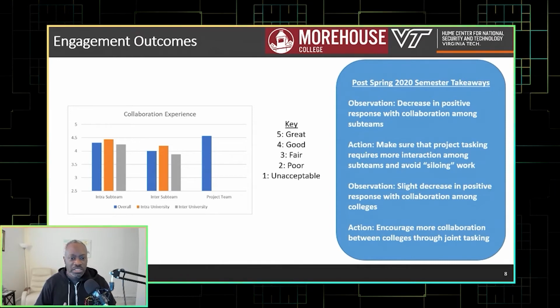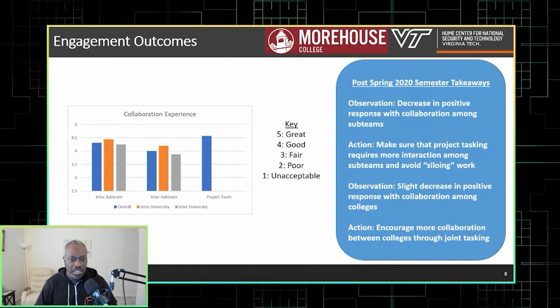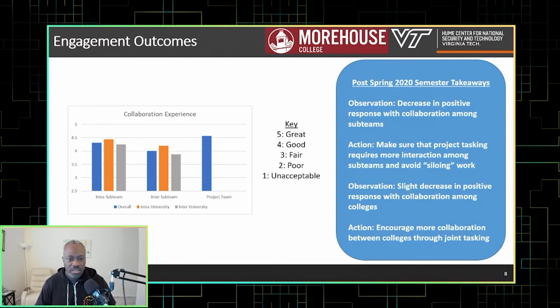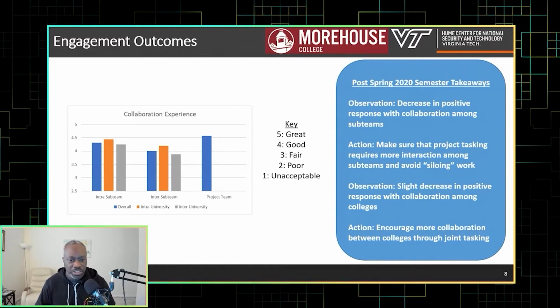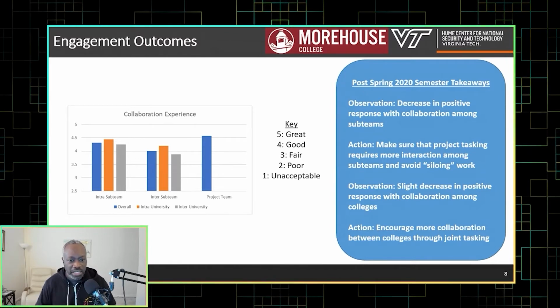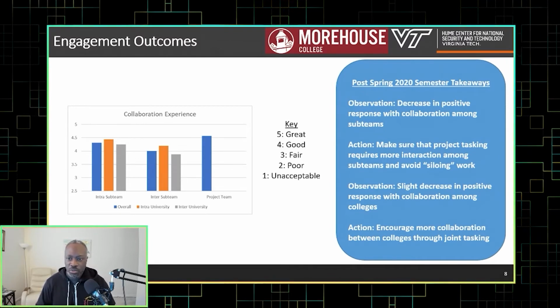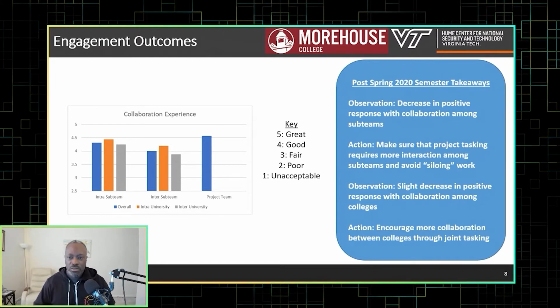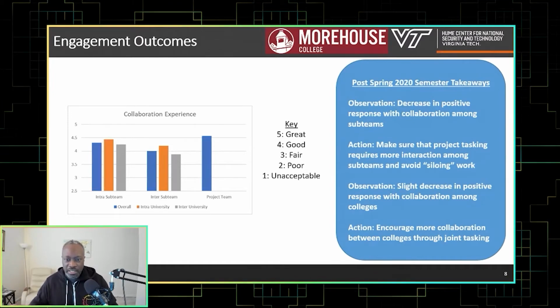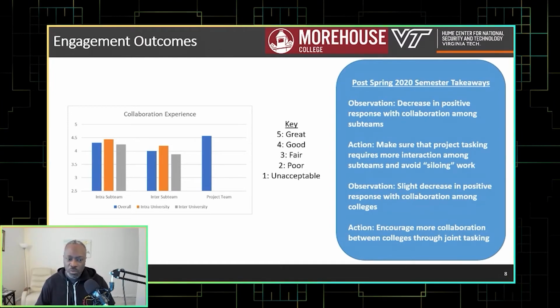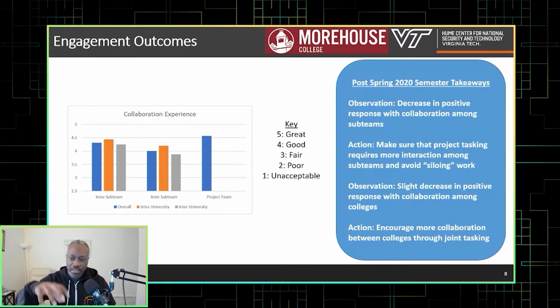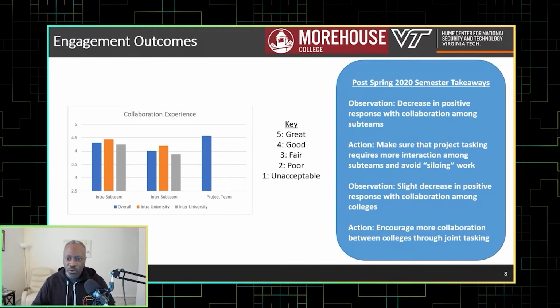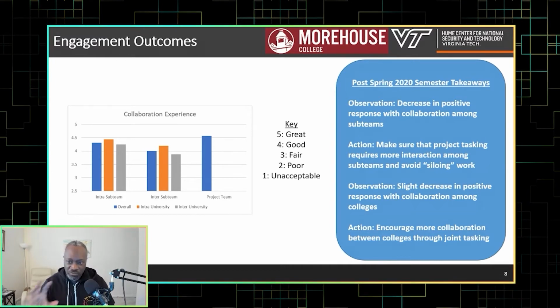There was a decrease in positive responses in the collaborations among the sub teams. The second observation is there was a slight decrease in positive responses within collaborations among college. Which means that the collaboration wasn't as good when we start adding in the diversity pieces. What we're about to get into next is Chris is about to talk about what we did in the fall semester under COVID, under a virtual environment, and we'll see how we fix a lot of these things.